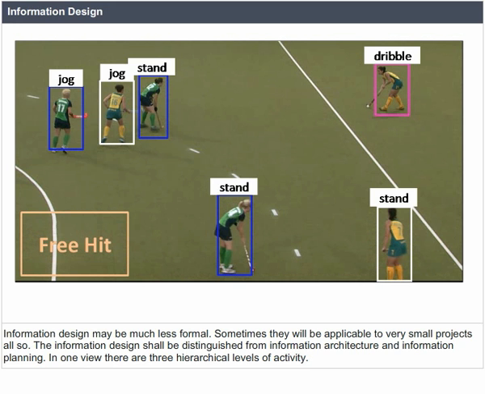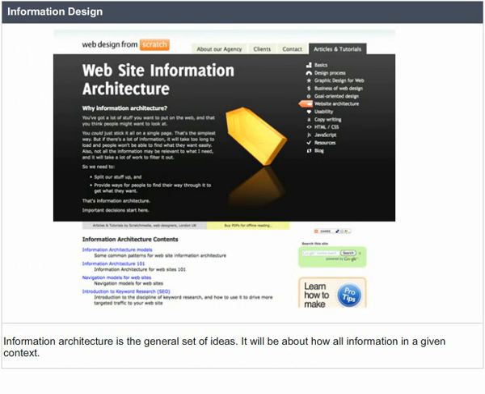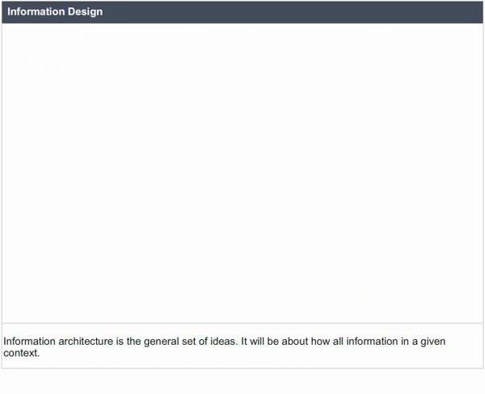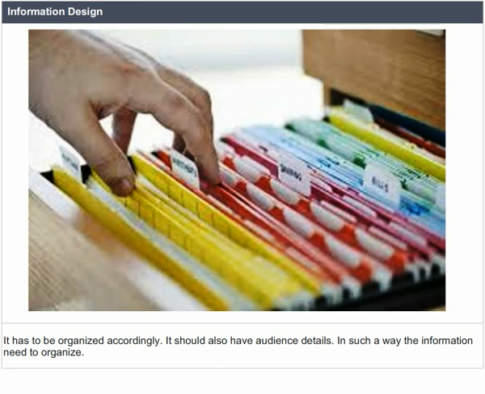In one view, there are three hierarchical levels of activity. Information architecture is the general set of ideas. It will be about all information in a given context. It has to be organized accordingly. It should also have audience details. In such a way, the information needs to be organized.